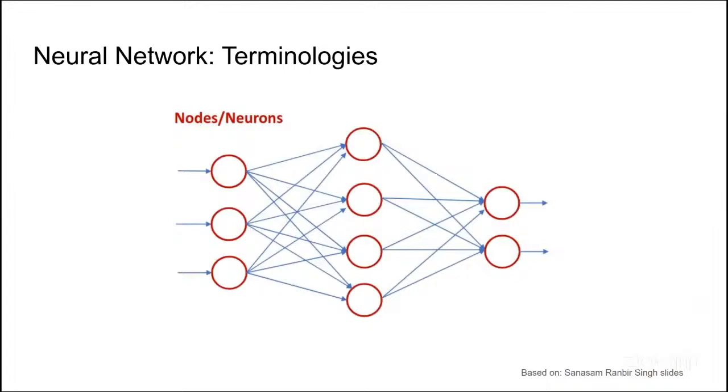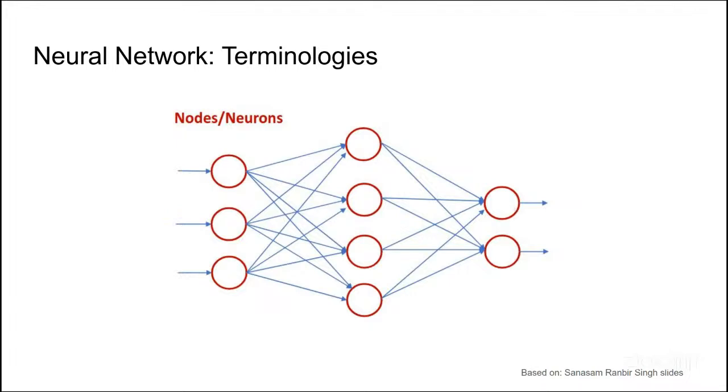So before we define how a neural network works, let's first define some of the terminology so that when we talk about neural networks, or when you hear the word neural network, you're able to follow what they are doing. So consider this a neural network, where all the red circles that you see are called nodes in the network.